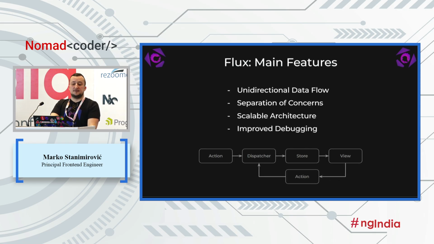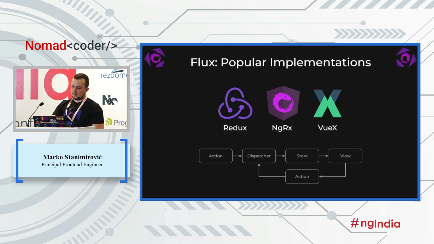Main features of the Flux architecture and pattern are unidirectional data flow, separation of concerns, scalable architecture, and improved debugging due to browser extensions such as Redux DevTools. When it comes to popular implementations of the Flux pattern, the most popular one in the React ecosystem is Redux. In Angular, we have NgRx Global Store, and in Vue.js, we have Vuex.